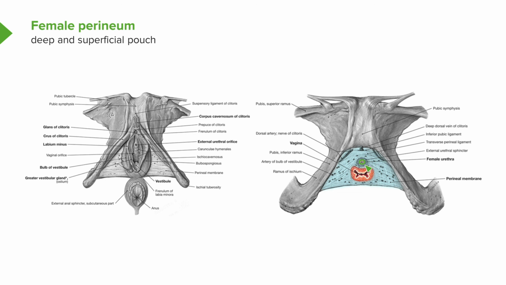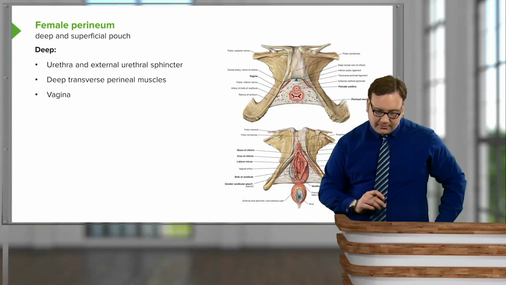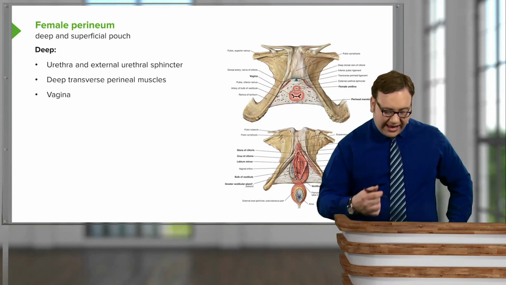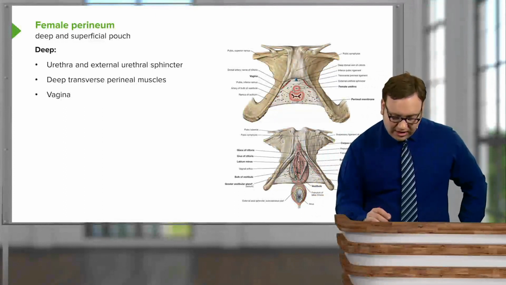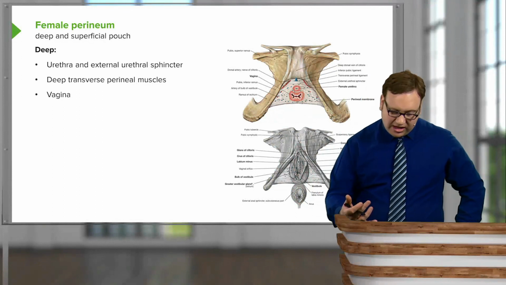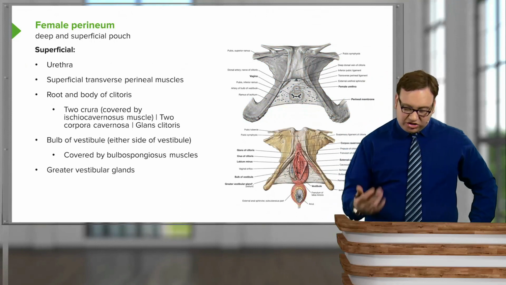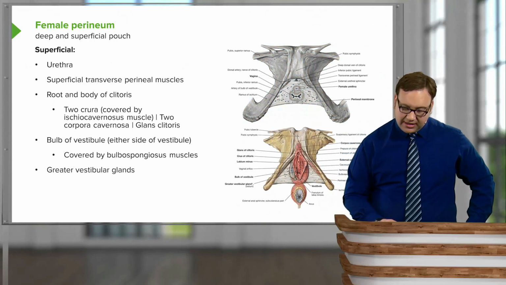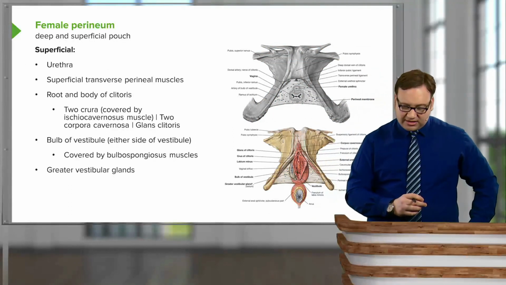And surrounding it, we've got the external urethral sphincter. If we were to see the deep perineal pouch, then like we did in the male previously, we'd have to pull this membrane away. Now, located within the deep perineal pouch within the female, we have our urethra, we have the external urethral sphincter. We have deep transverse perineal muscles, and we have part of the vagina. And then in the superficial perineal pouch, like I've just explained, we still have the urethra. It's passing all the way out to the external environment.